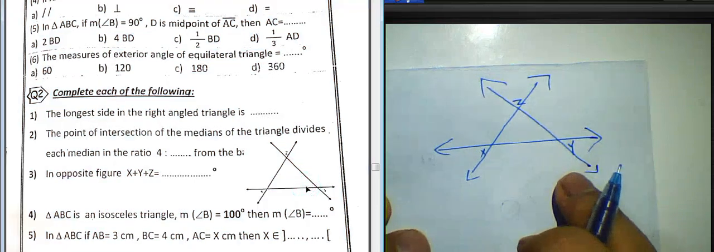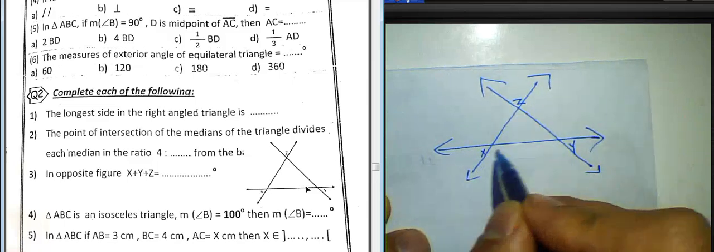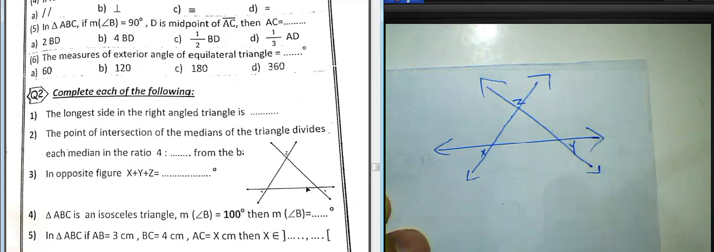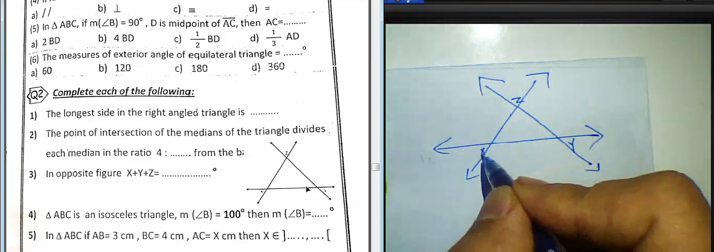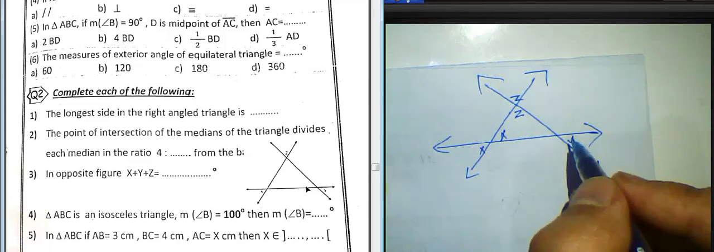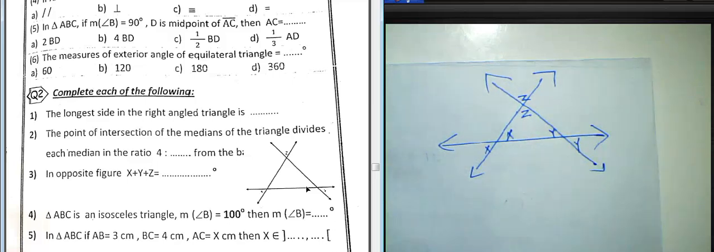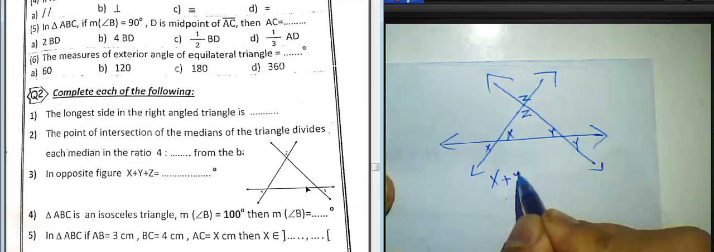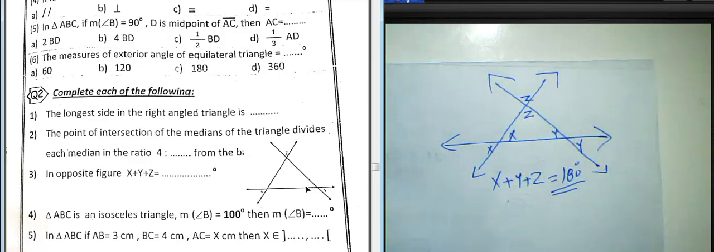Look here. He asked about the measure of angles x plus y plus z. We know these straight lines intersect at a point, so the vertical angles are equal. We have the opposite vertical angle x here, so x equals x, z equals z, and y equals y. We have 3 angles here, and the sum of the 3 angles equals 180. So x plus y plus z equals 180 degrees. That was question number 3.